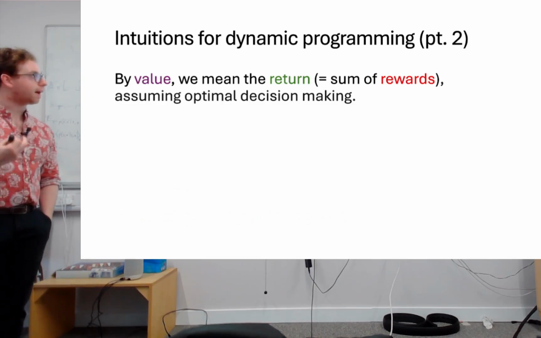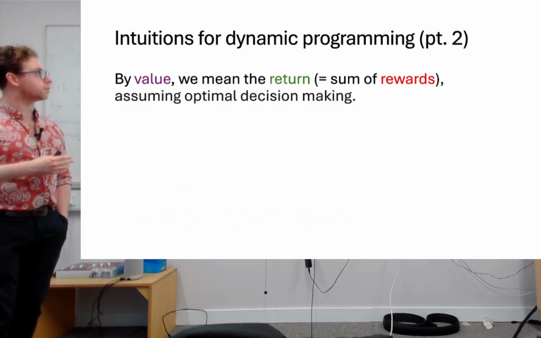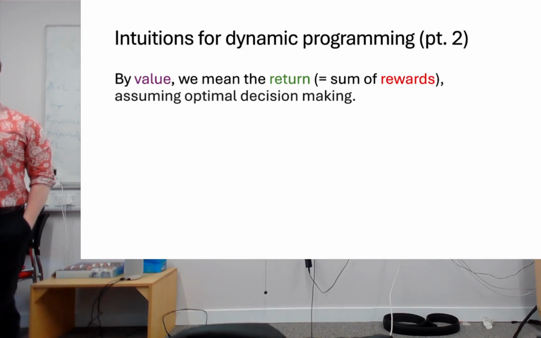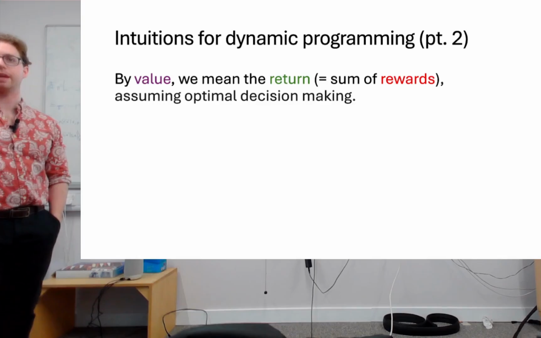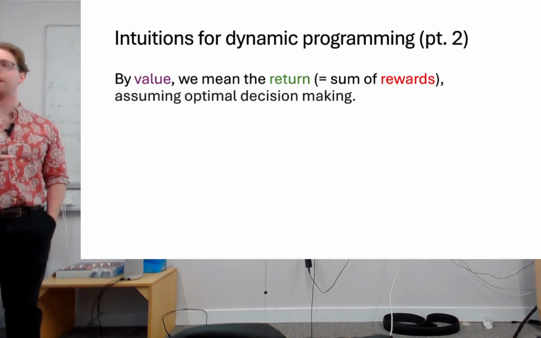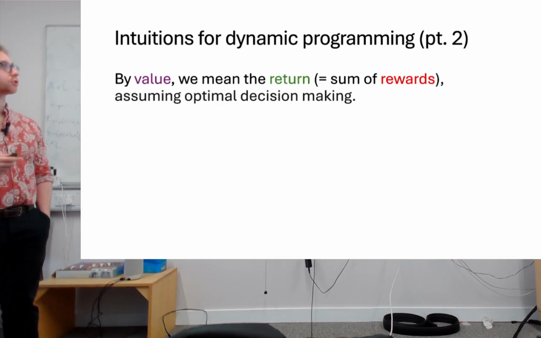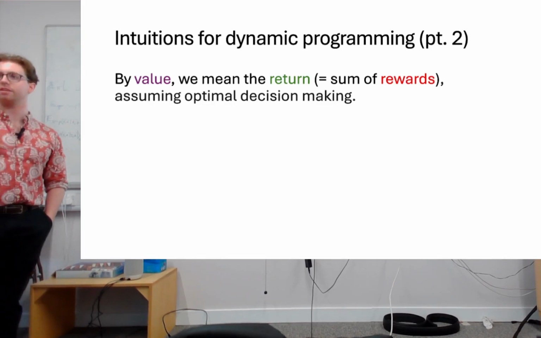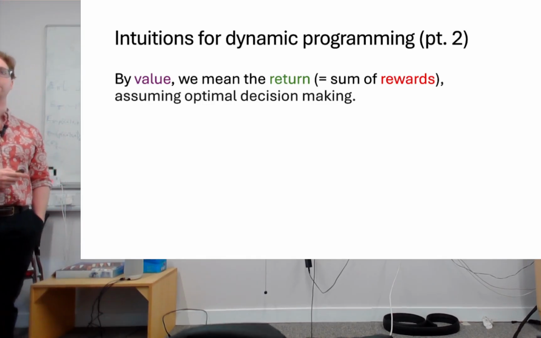So value to us is going to mean the return, so the sum of rewards, assuming optimal decision making. So I'm at some particular state, and I want to know what the value of an action is. And what I mean by that is how much return am I going to get? So what's the sum of rewards I'm going to get from that action if I can then continue to play optimally from that point onwards?